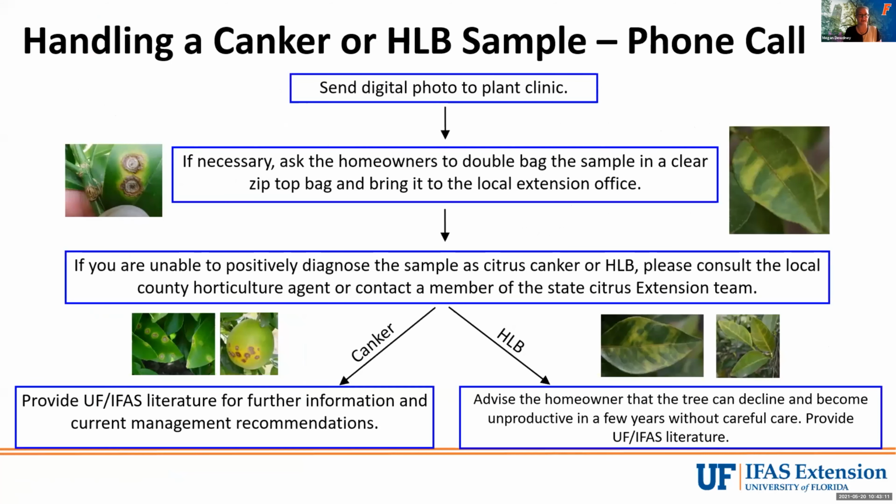If you're in a master gardener clinic and you're handling a suspected canker or HLB sample on the phone, one of the first things we do recommend is to have the client send a digital photo. But if for whatever reason that's not working, you're not able to make a decision, it might be necessary to ask the homeowner to bring in a sample. We ask those to be double bagged and then brought in. And if you're unable to positively diagnose the sample as citrus canker or HLB, we recommend consulting your local horticultural agent or contacting a member of the state citrus extension team. But if it is determined to be canker, provide the UF-IFAS literature for further information and current management recommendations. And that can all be found on that homeowner website that Fernando mentioned.